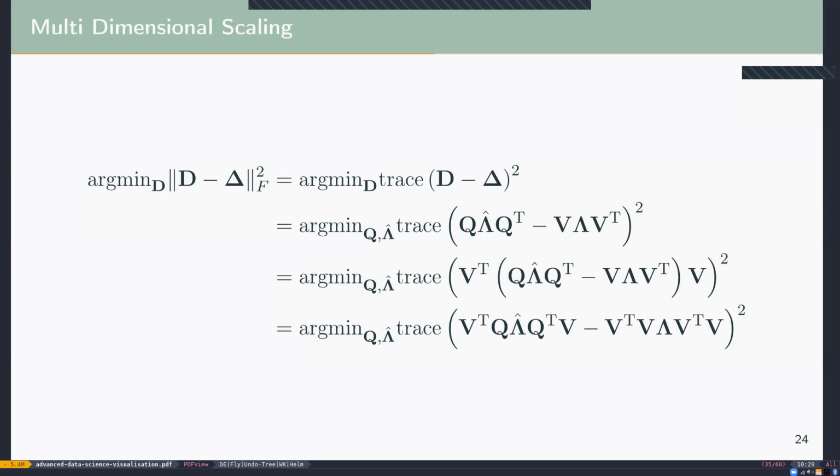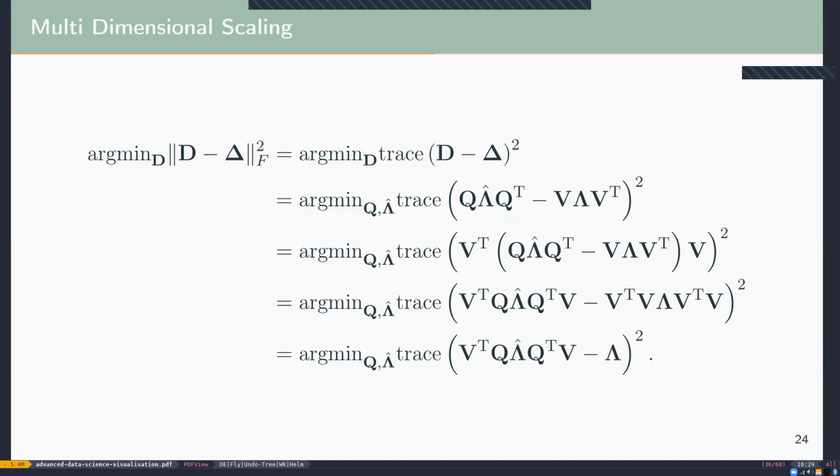Now we can see that this here is just a rotation matrix. So the transpose of that is the same as its inverse. So I'm rotating, then rotating back. So these are just going to disappear. And I end up with this expression.